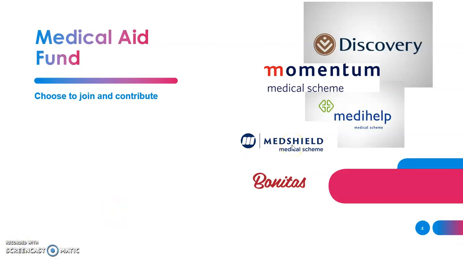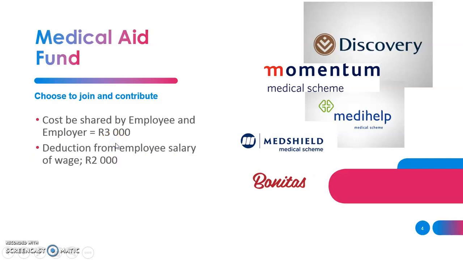On the right, there are some examples of medical aid funds in South Africa that are quite well known. So how does this one work? Let's use an example. Say for this employee and his family, it will cost 3,000 Rand a month. Yes, it's probably more than that for some of your families. When we agree, as employer and employee, we agree how much of that we will pay and how much of that you're going to pay.